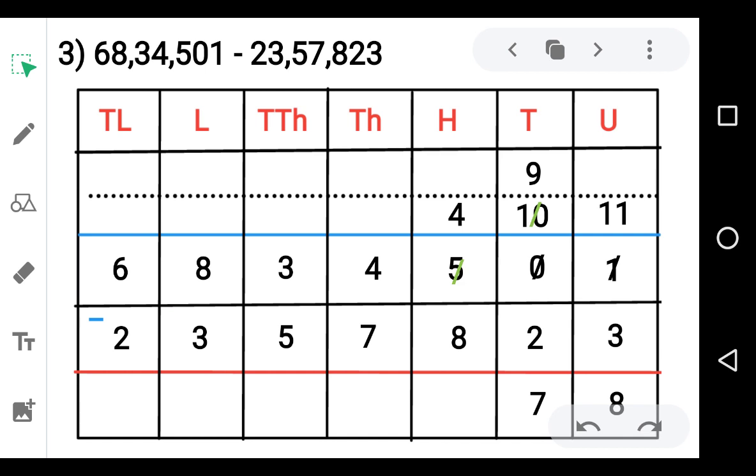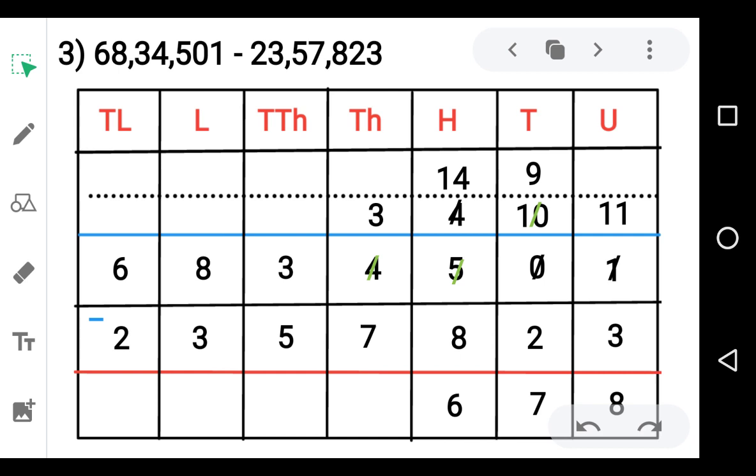Now we have to subtract 800 from 400. Can we subtract 8 from 4? No. 4 is smaller than 8. So we borrow 1 from the 1000 place. In the 1000 place we have 4. So 4 becomes a 3, and 4 in the 100 place becomes 14. Now we subtract 8 from 14. 14 minus 8, 6 in the hundred place.